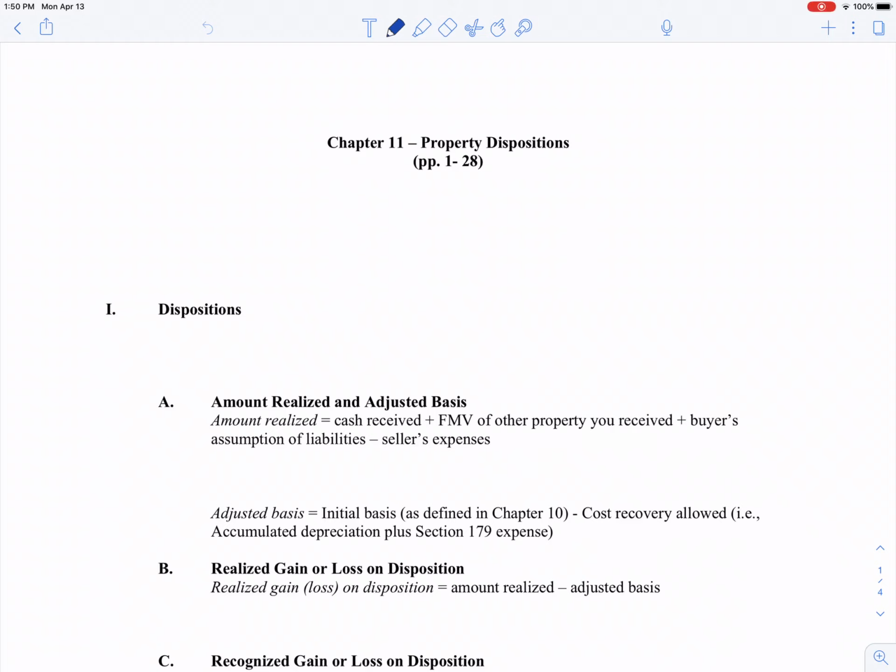We're going to start chapter 11 now, which is property dispositions. So we're talking about selling or trading, somehow disposing of property, and the rate at which the gain would be taxed.